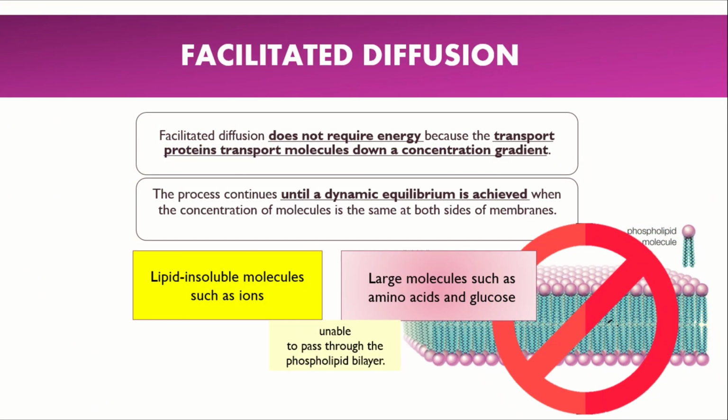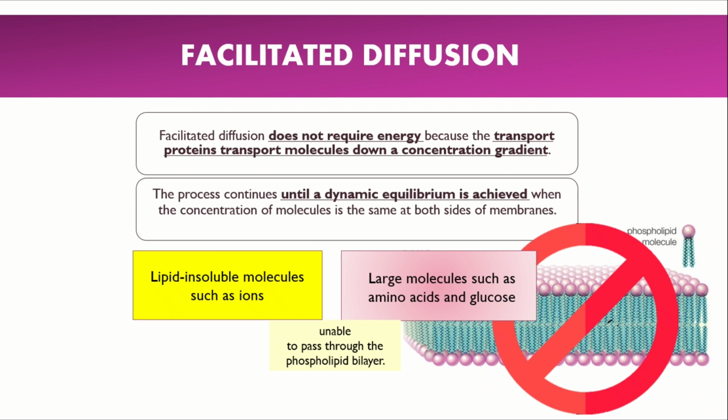Now let us discuss facilitated diffusion. Facilitated diffusion does not require energy because the transport protein transports molecules down a concentration gradient. So the same goes for osmosis and simple diffusion. The process will continue until it reaches equilibrium when the concentration of molecules is the same at both sides, iaitu kedua-dua kawasan tersebut adalah sama kepekatan molekulnya.